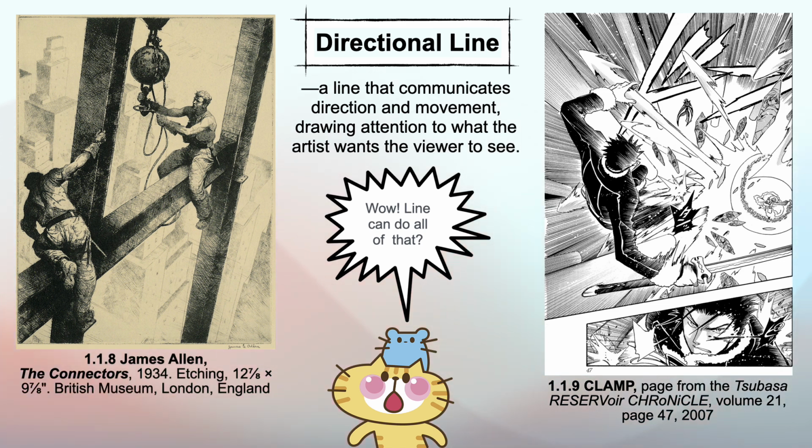In James Allen's The Connectors, there is much more space in the image, so the directional lines become more obvious and stronger in the composition. These strong directional lines create an internal visual framework within the image, giving the workers' scene weight and importance in the vast, lightly rendered urban space below them.